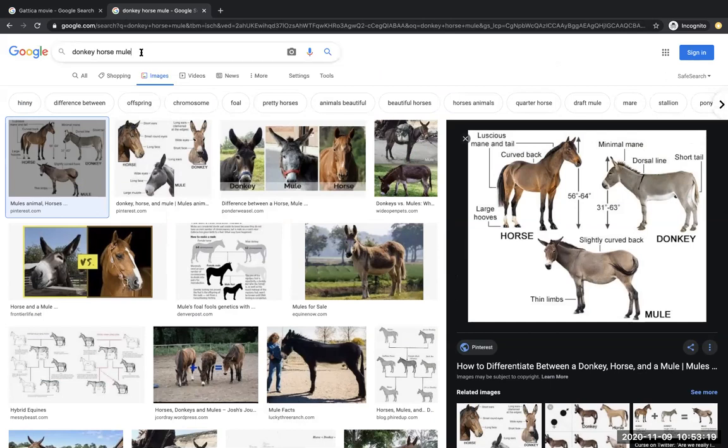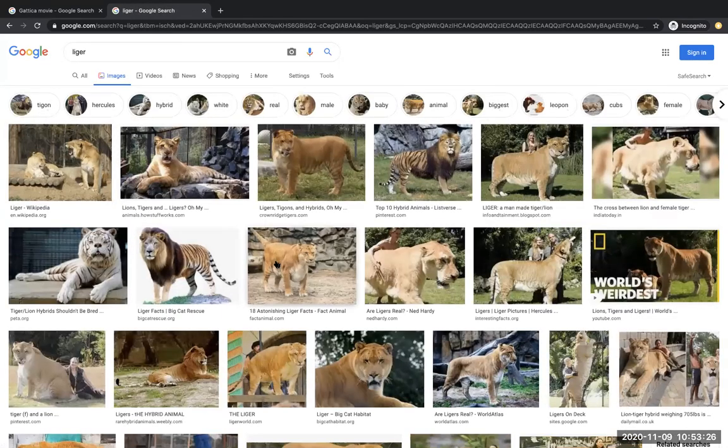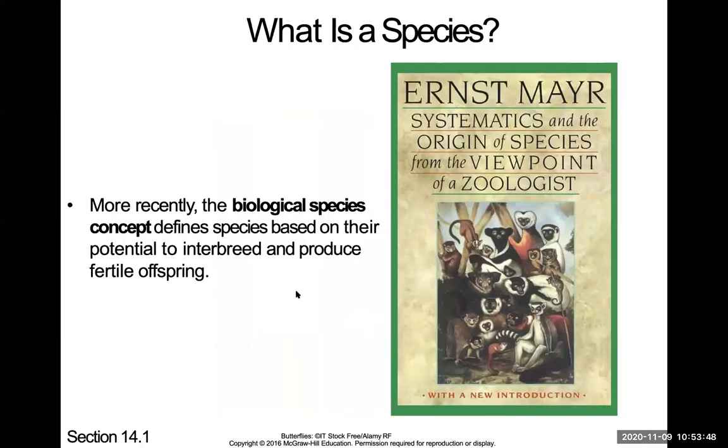There's also, I don't know if you guys heard about the liger. So the liger is another organism or species, you can say, that's produced from a lion and a tiger. I don't know if they are stronger than both of them, but they're not able to reproduce. Therefore, it doesn't happen in nature. It happens in human captivity. But anyway, going back to the biological species concept, it defines species based on their potential to interbreed.